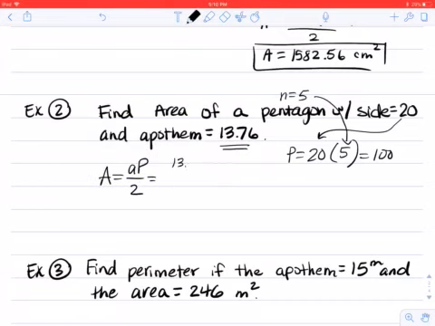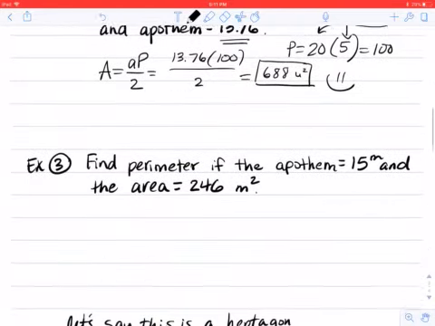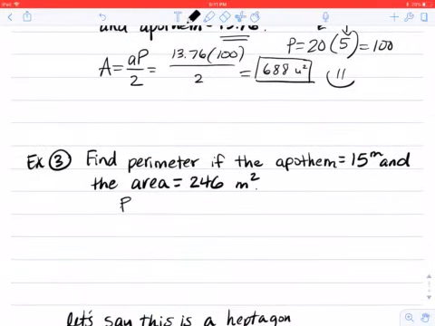So AP over 2 is going to be 13.76 times 100 over 2, which is 688 units. I didn't give you units. Units squared. How easy is that? This is great. This is going to be a great lesson. I feel it already. Alright, so let's do a little different now.